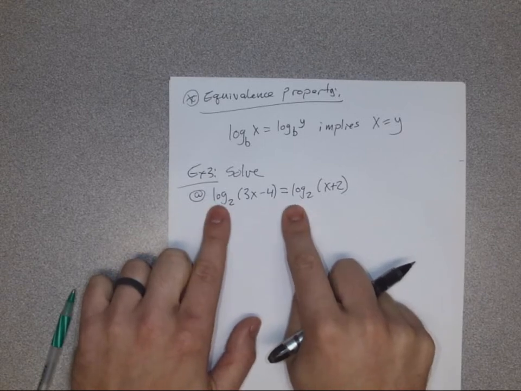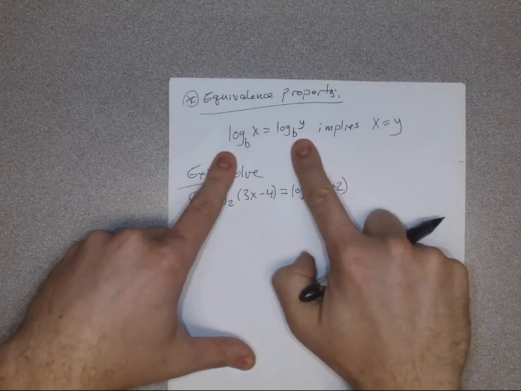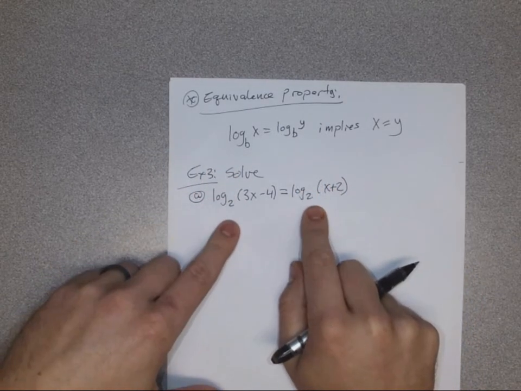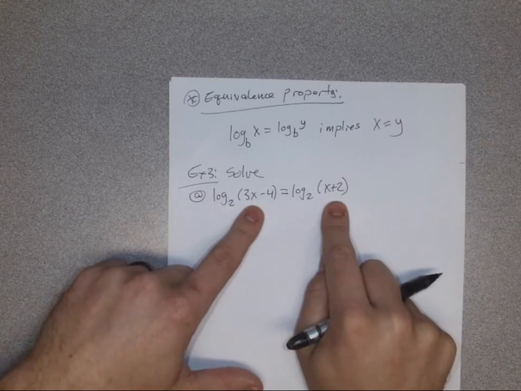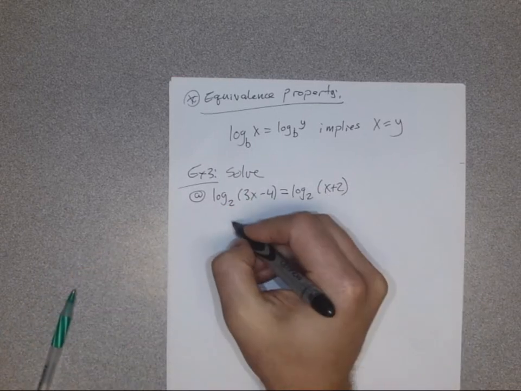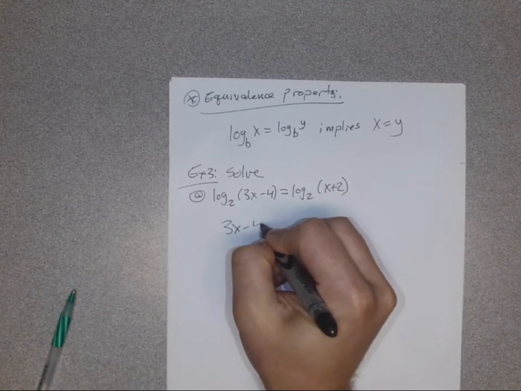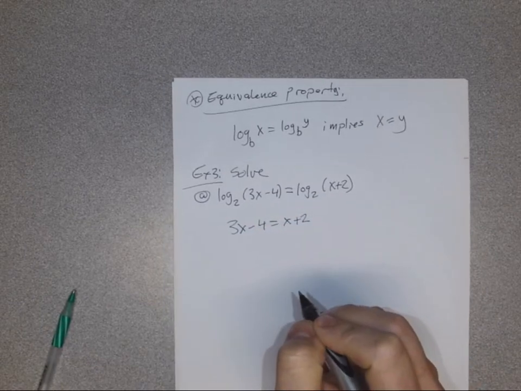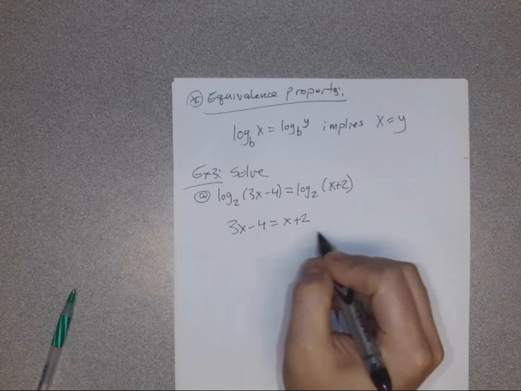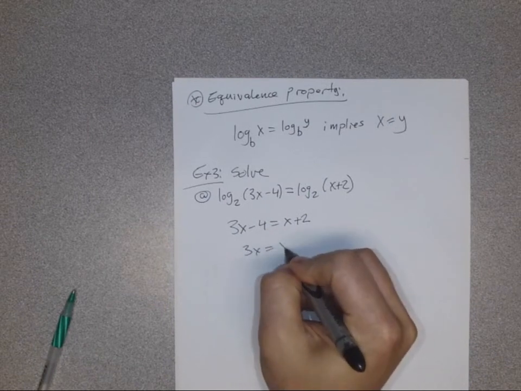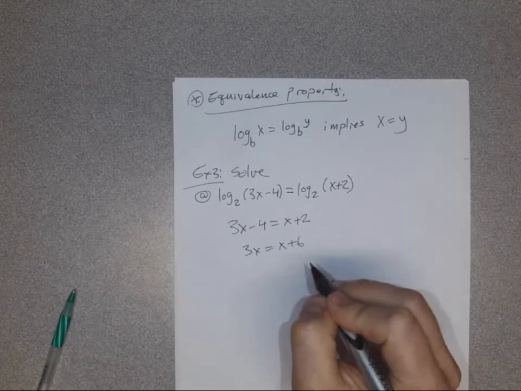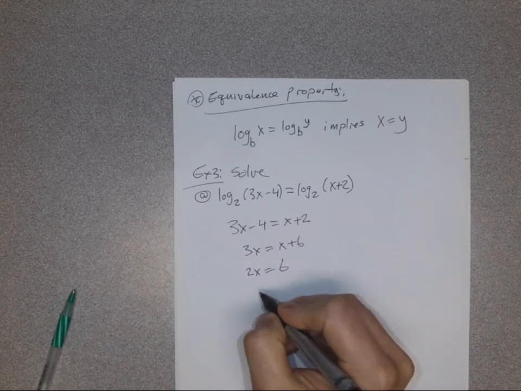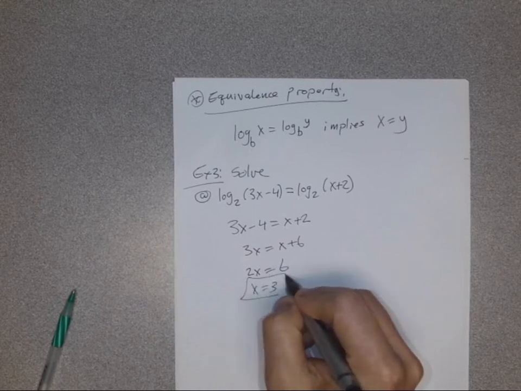They have to have a single logarithm on both sides, just like the definition says up here. So we have a single log on both sides, and the bases are the same. So that means whatever's inside has to equal each other. So 3x minus 4 is equal to x plus 2. So add 4 to both sides. 3x is equal to x plus 6. Subtract x from both sides. And so x equals 3.